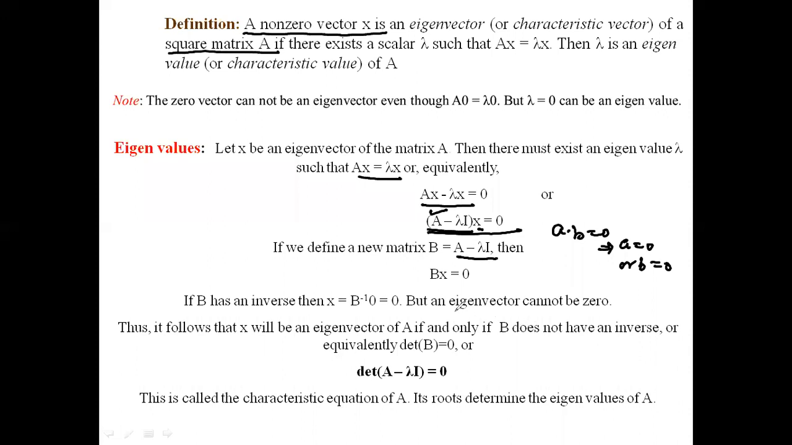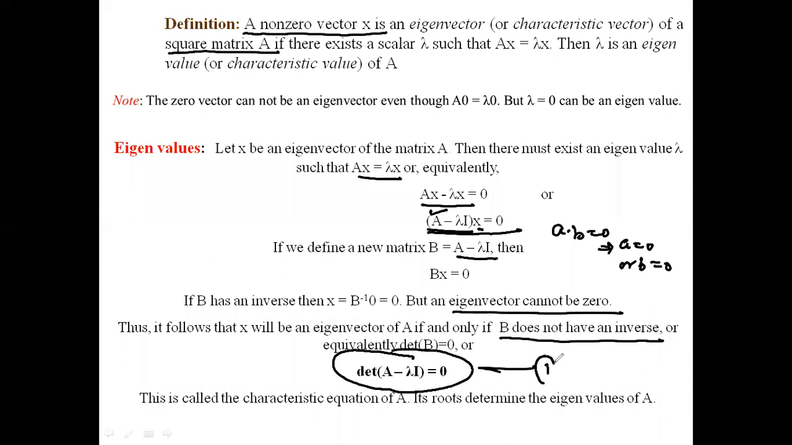But an eigenvector cannot be 0. So it means what? B inverse does not exist. Thus, it follows that x will be an eigenvector of A if and only if B does not have an inverse. When B does not have an inverse, the determinant of B is equal to 0. The determinant of B is nothing but determinant of A minus lambda I is equal to 0. So this is my star equation.